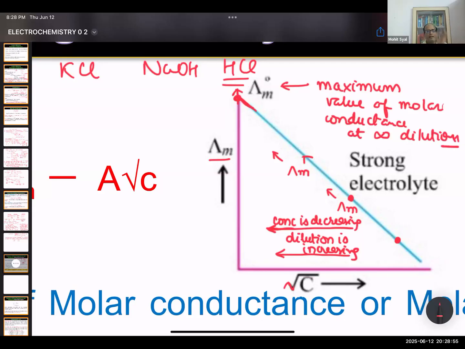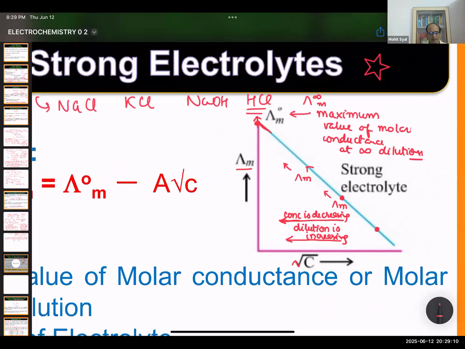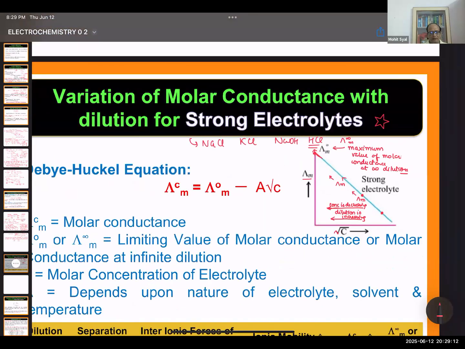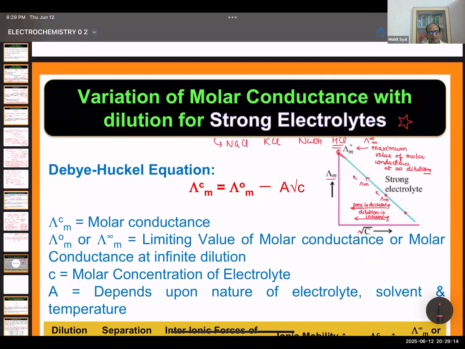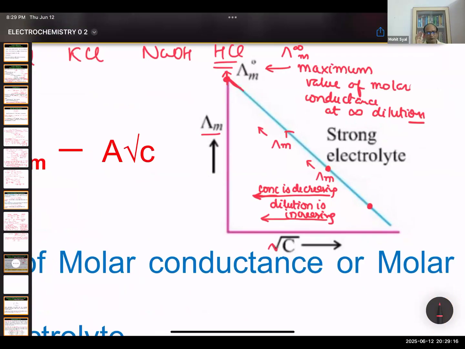This is the molar conductance at infinite dilution, lambda naught or lambda infinity, for any given compound, HCl or whatever compound you are studying. And this is for a strong electrolyte, as I told you. With this equation, it is very easy to make out the limiting value of molar conductance. Very easy to figure out.